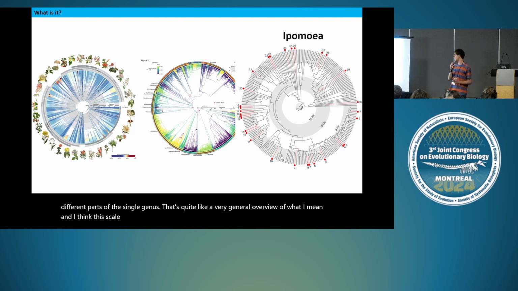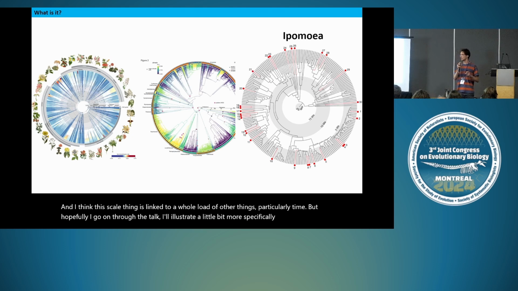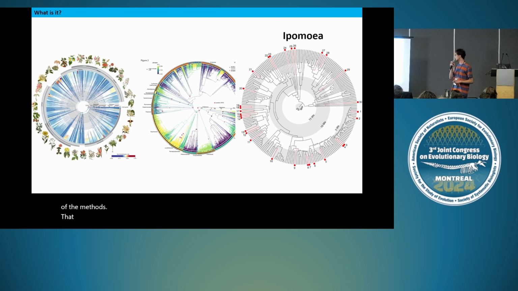That's a very general overview of what I mean, and I think this phylogenetic scale thing is linked to a whole load of other things, and particularly time. But I hope as I go through the talk, I'll illustrate a little more specifically the implications I'm referring to and how it's relevant to some of the methods that we use to do evolutionary analyses.